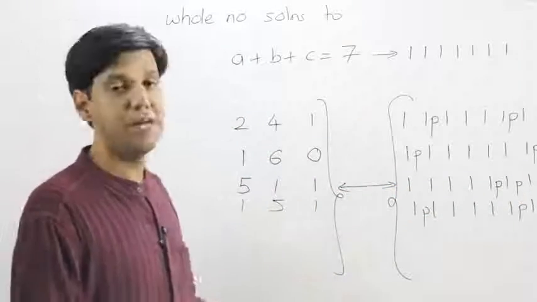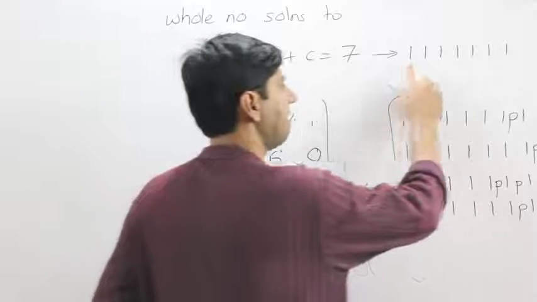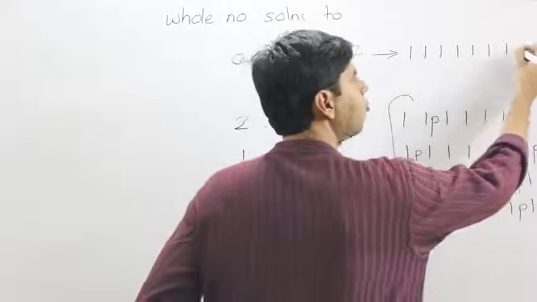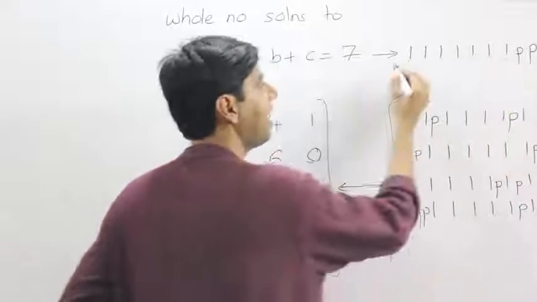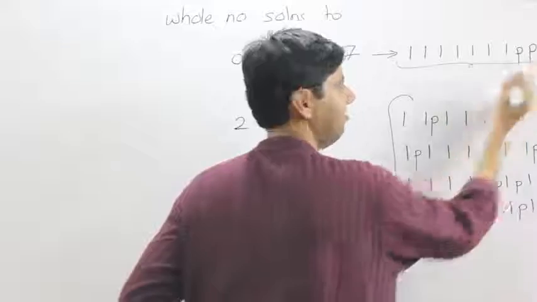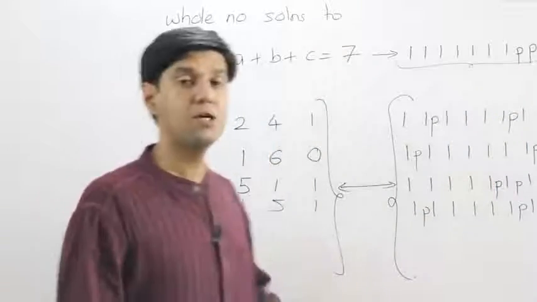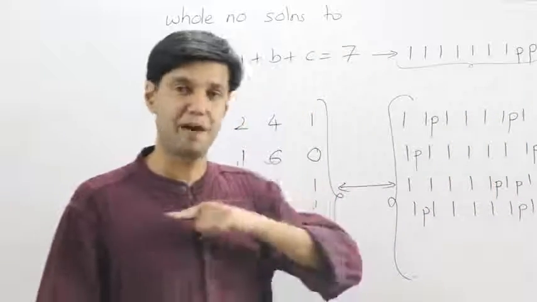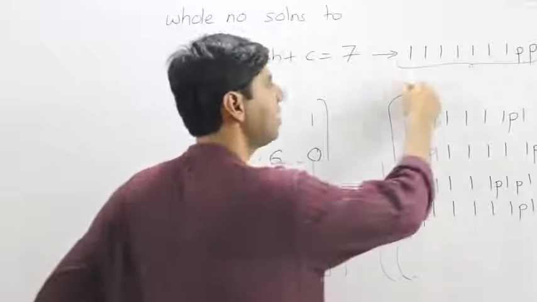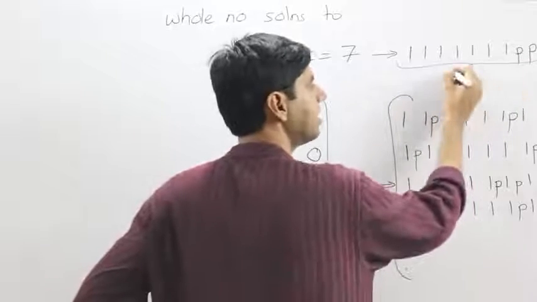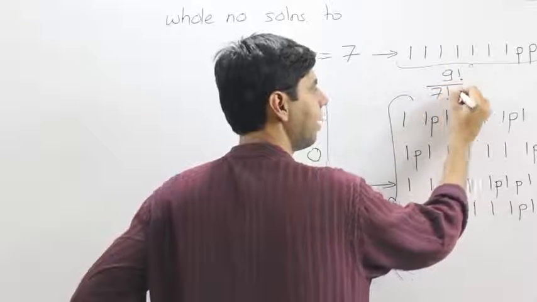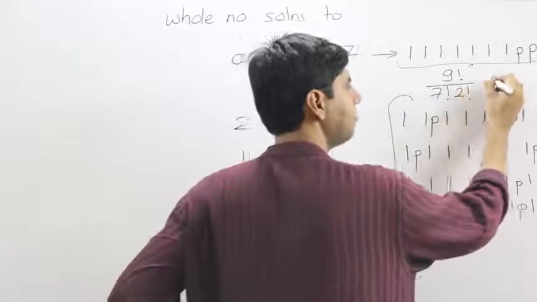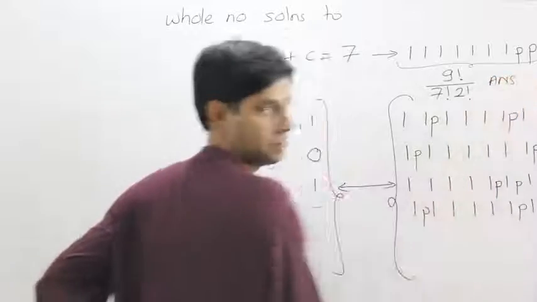Now to find how many ways. Well, this is pretty easy. 7 ones and 2 partitions. One way to look at it is I need to arrange this in every possible way. This is similar to arranging Mississippi, where many of them were alike. So how many of them? 1, 2, 3, 7 and 2. That is 9 factorial divided by 7 factorial, 2 factorial. And this is going to be my answer in this case.